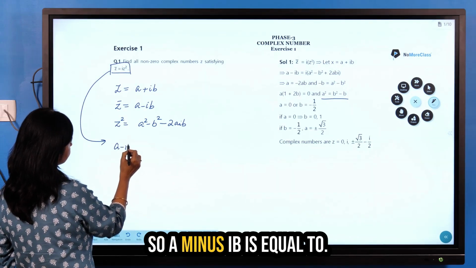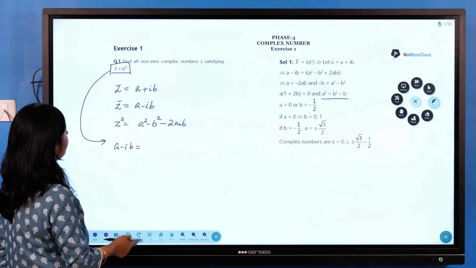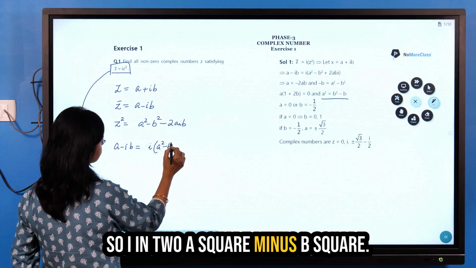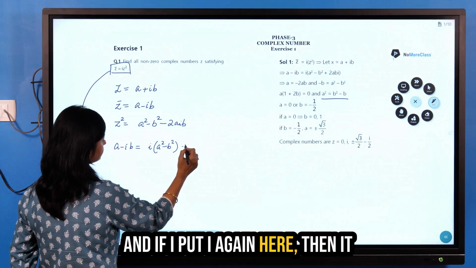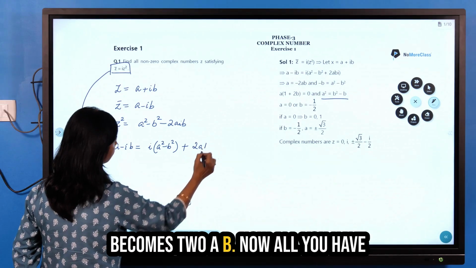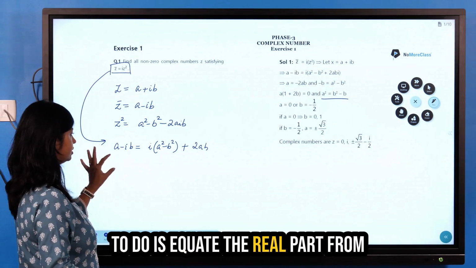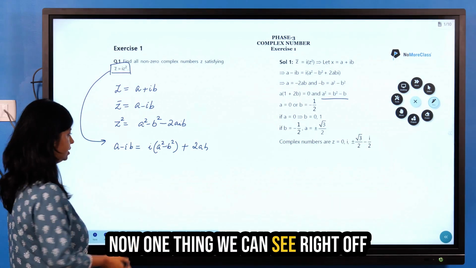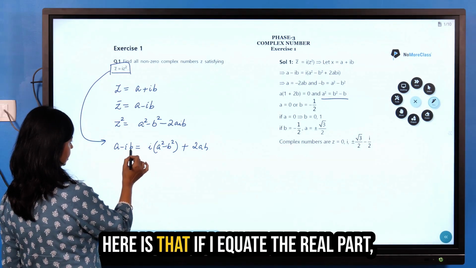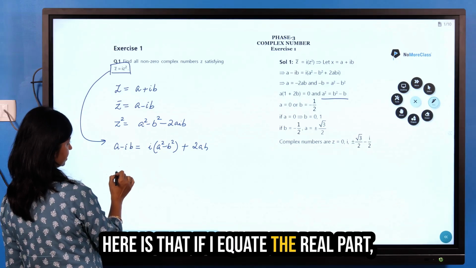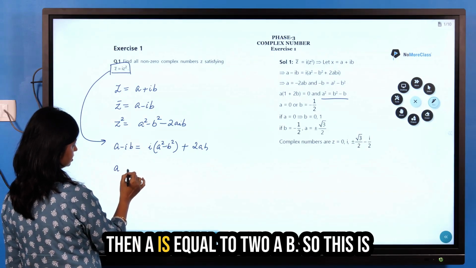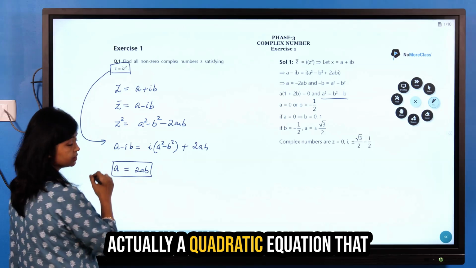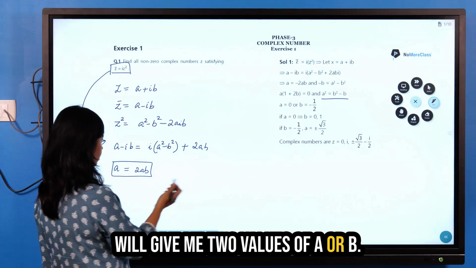So a minus ib is equal to i into z square. So i into a square minus b square, and if I put i again here, then it becomes 2ab. Now all you have to do is equate the real part from here and the imaginary part from here. Now, one thing we can see right off is that if I equate the real part, then a is equal to 2ab. So this is actually a quadratic equation that will give me two values of a or b.